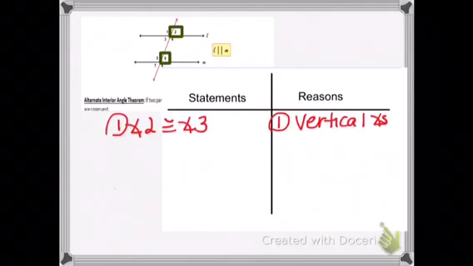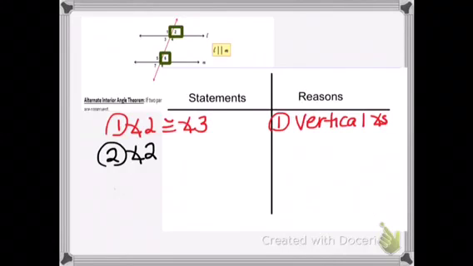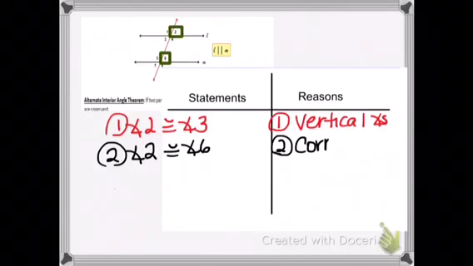So notice that angle 2 and angle 6 are corresponding angles because they're in the same position. So for my next statement, I could say angle 2 is congruent to angle 6. And the reason would be they're corresponding angles, and we've already proven that corresponding angles are congruent when the lines are parallel.